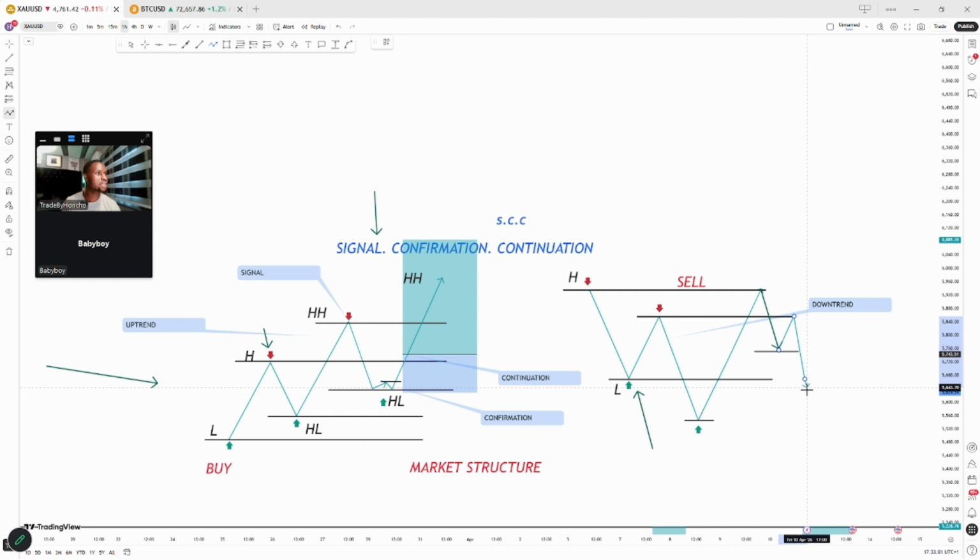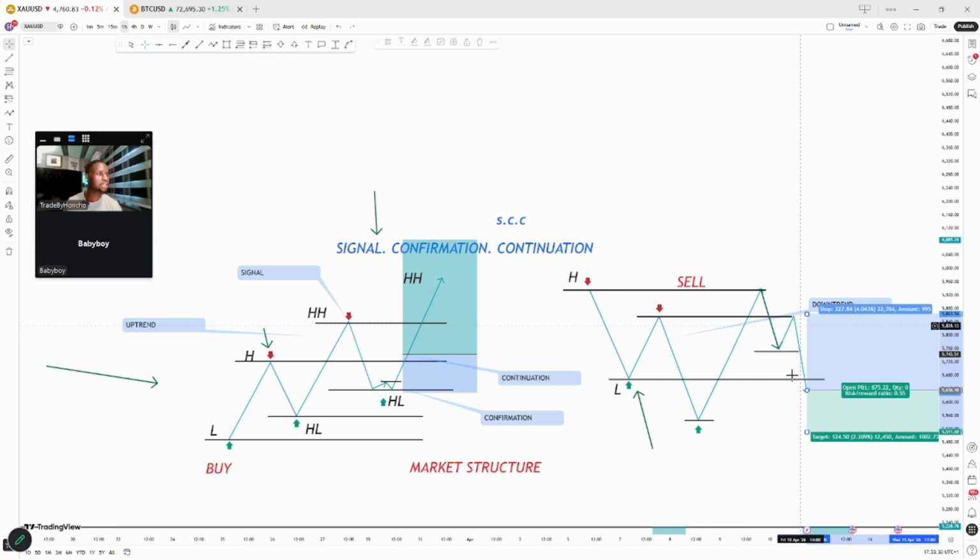So once they take out this with a body close candle, remember the body close candle has to happen. Once the body close candle happens, this is now where you need to continue what the sellers are doing. So what you want to do now is put your position right here at the body close, which is this body close candle. Your stop loss is going above this level that the sellers have secured for you.